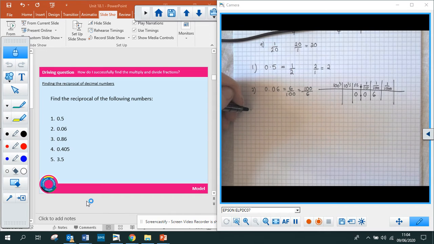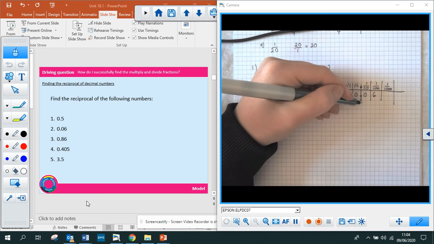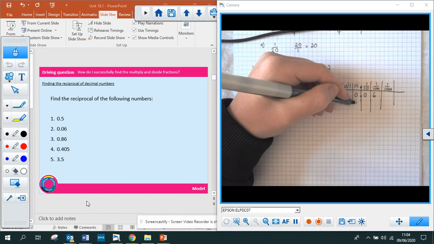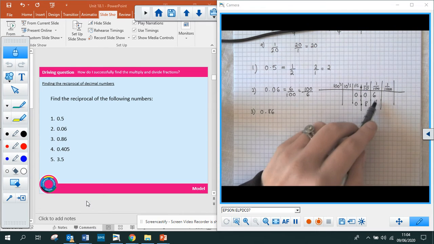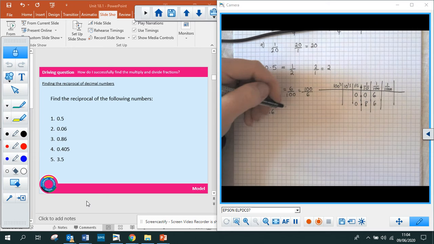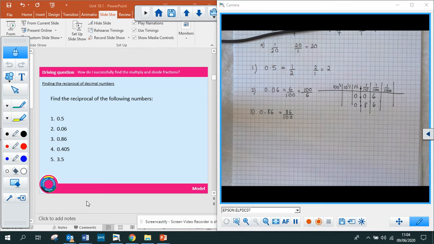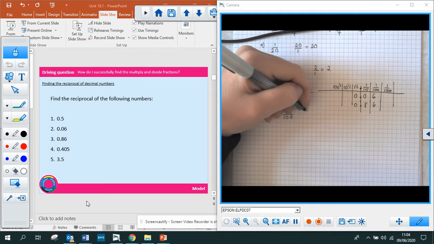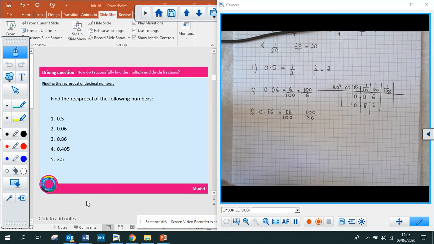Okay, number 3, we've got 0.86. Okay, if I were to put that in my table, 0.86, what column does the number end? It ends in the hundredths column, so I have 86 hundredths. Okay, 86 over 100 is what that is as a fraction. To find my reciprocal, I need to flip it, 100 over 86. Again, you could simplify, but it hasn't asked me to here, so I'm just going to leave it like that for now.